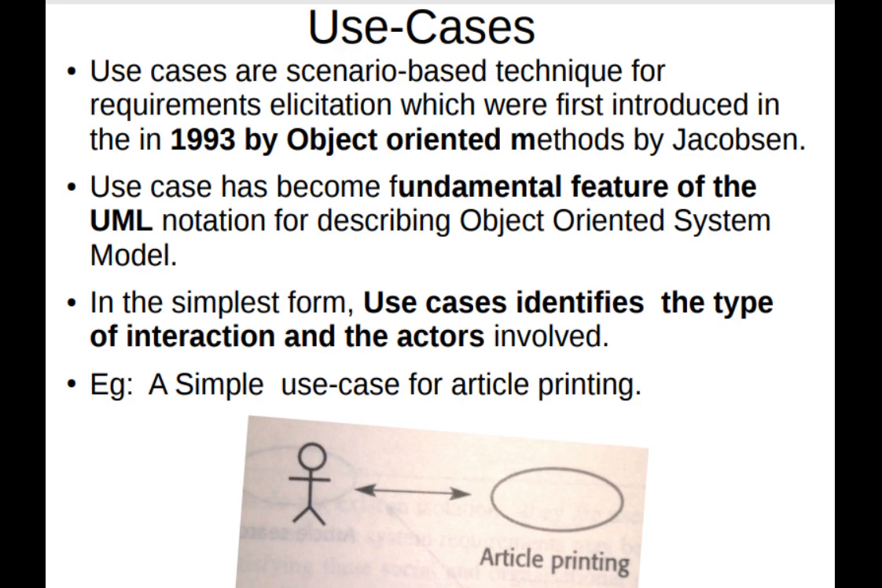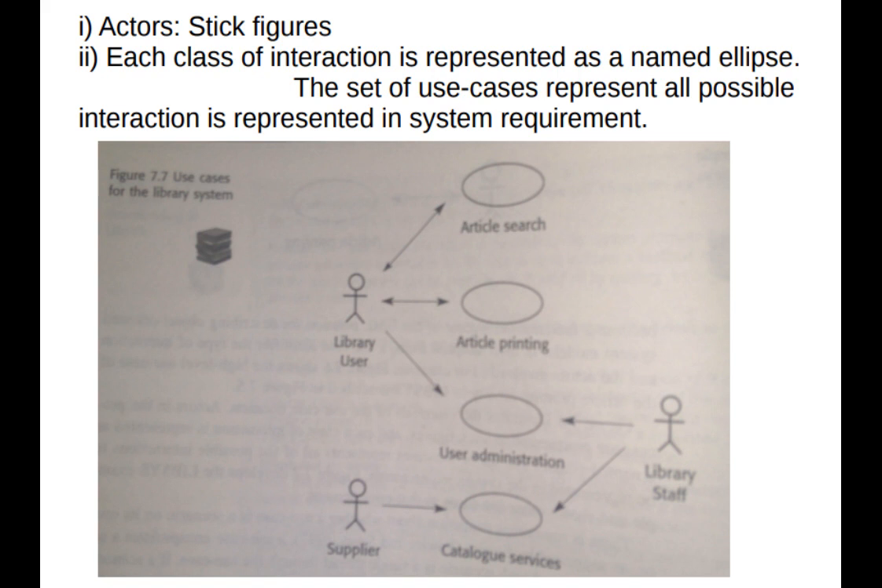In the last class, we had discussed the use case diagram. Use cases are one of the techniques of UML, that is unified modeling language, to model the requirements in object-oriented systems. Hope you remember the simple use case for article printing. In the library system, the various use cases for article printing with the various actors like library user, supplier, library staff were discussed in the previous class.